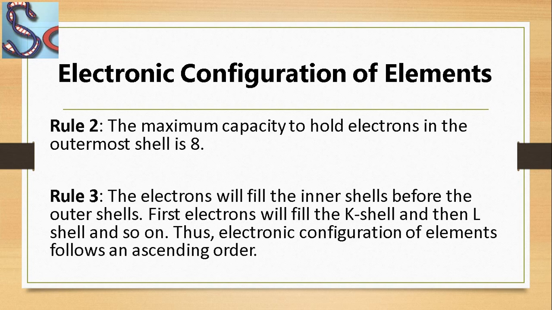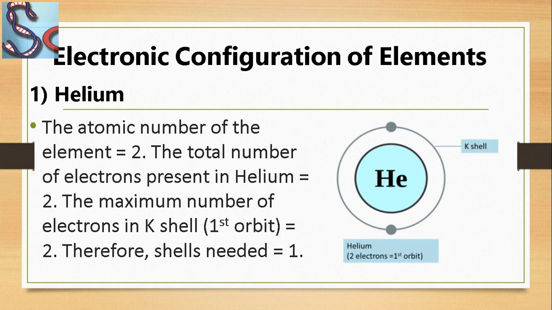First electrons will fill the K shell, and then after complete filling of the K shell, electrons will move on to the L shell, and after the complete filling of the L shell, move on to the M, N, and so on. Thus, the electronic configuration of elements follows an ascending order. Now, here I am giving you examples of some elements, so that after that you have to find the electronic configuration of other elements as identified by your teacher.